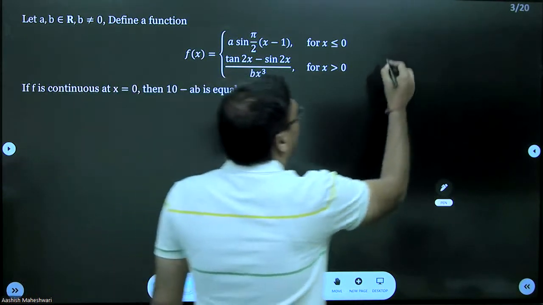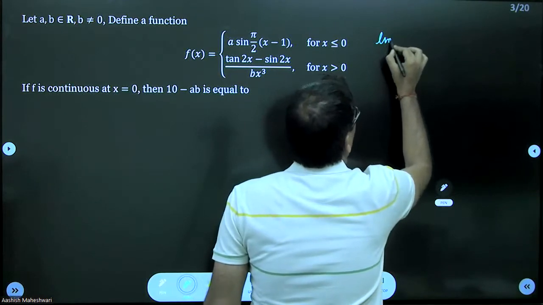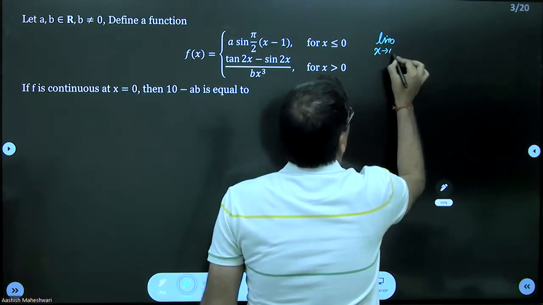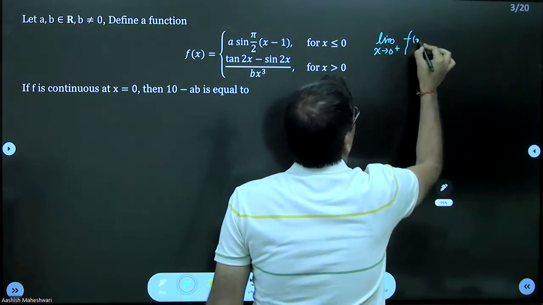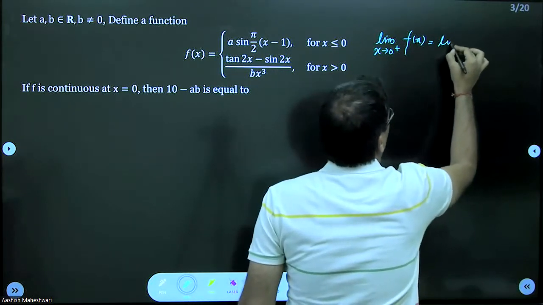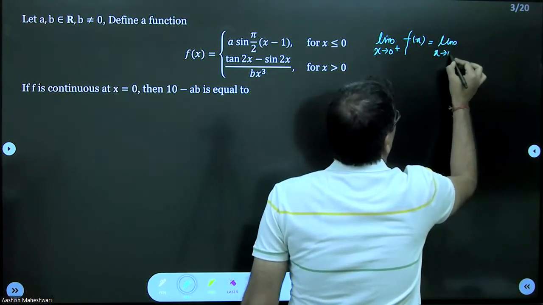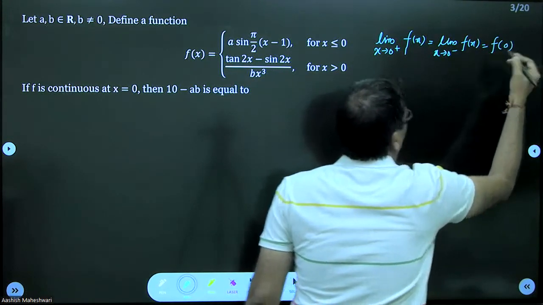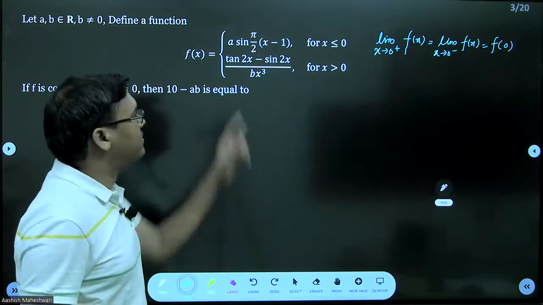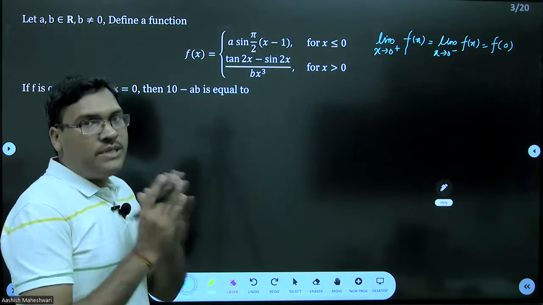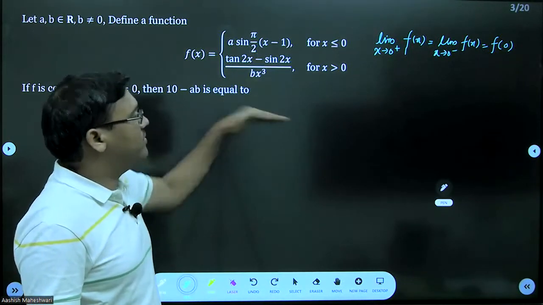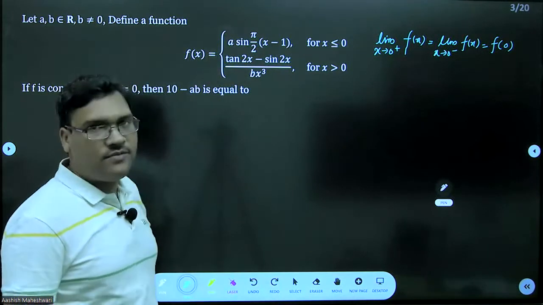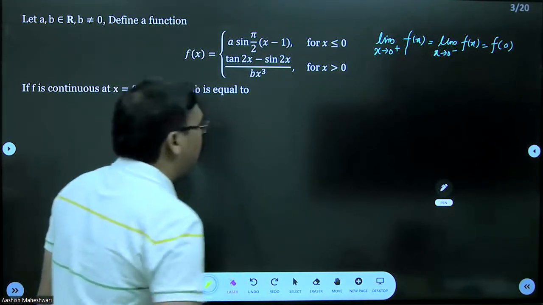What is the condition here? What is the condition for continuity? Limit x approaches 0 plus f(x) should be equal to limit x approaches 0 minus f(x). This should be equal to f of 0. The condition for function to be continuous at x equal to 0. We have a piecewise defined function. At 0 plus we have one function, at 0 minus we have another function, right? So now let's check this.